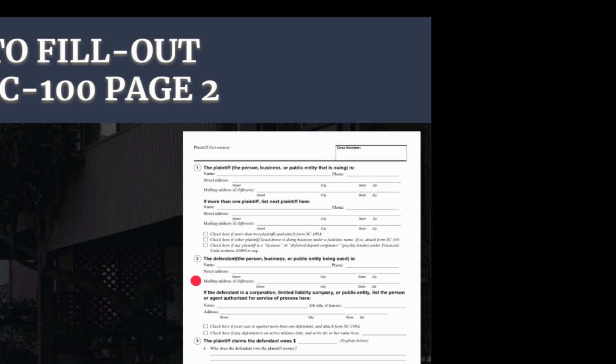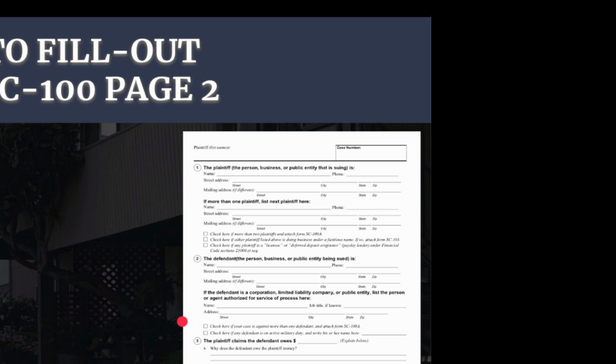Moving on to section 2 of page 2 of the SC100 form. On section 2, you have to list the name of the person being sued. This is the defendant. If there's more than one defendant whom you're suing for the same cause of action, then list the second person's name in the section below titled, if more than one defendant, list defendant here.